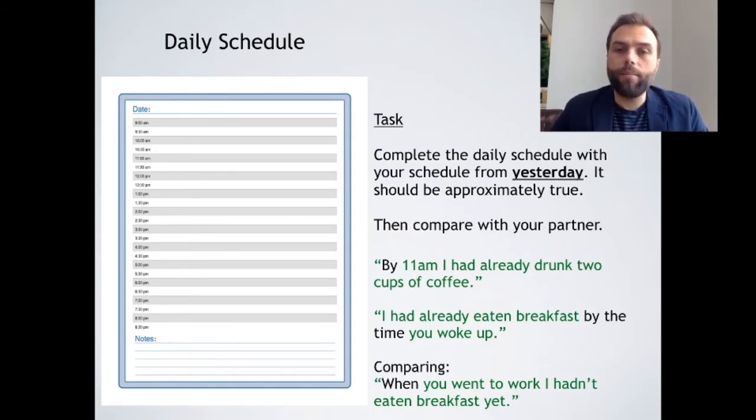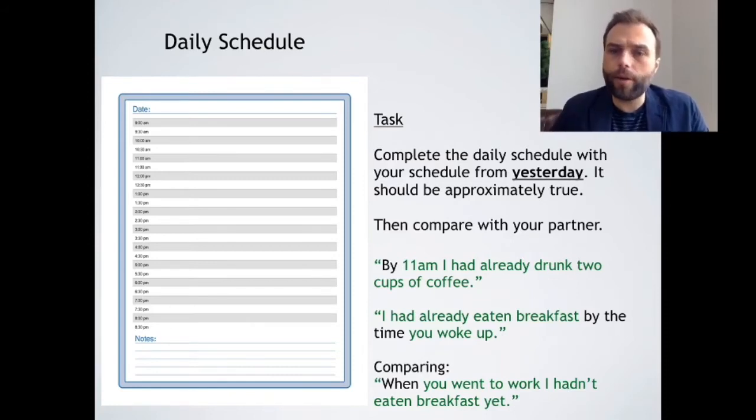By 11 a.m., I had already drunk 2 cups of coffee. I had already eaten breakfast by the time you woke up. Okay, so we're going to do some comparing when students have finished. When you went to work, I hadn't eaten breakfast yet. Okay, so there's an example, and put students into pairs, and they have to make some sentences comparing their schedule with their partner's daily schedule.